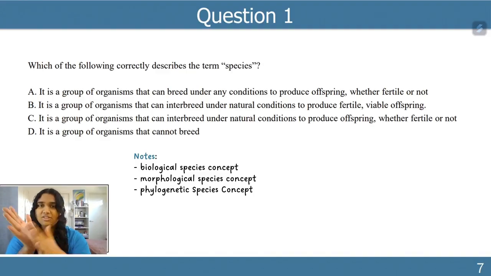So, we can't just use physical traits to classify species as well, because evolution brings physical traits about because of the environment. So the third and final species concept that we've got is the phylogenetic species concept. This one defines two organisms as a species purely based on genetic similarity.